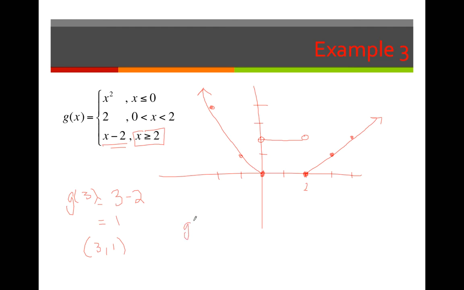I could do things like, hey, what is g of 0? Well, I need to look. Where does 0 exist in the intervals? 0 exists here, and therefore I'm going to plug it into this function. So I get 0 is 0 squared, which is 0. And sure enough, we get the point (0, 0).